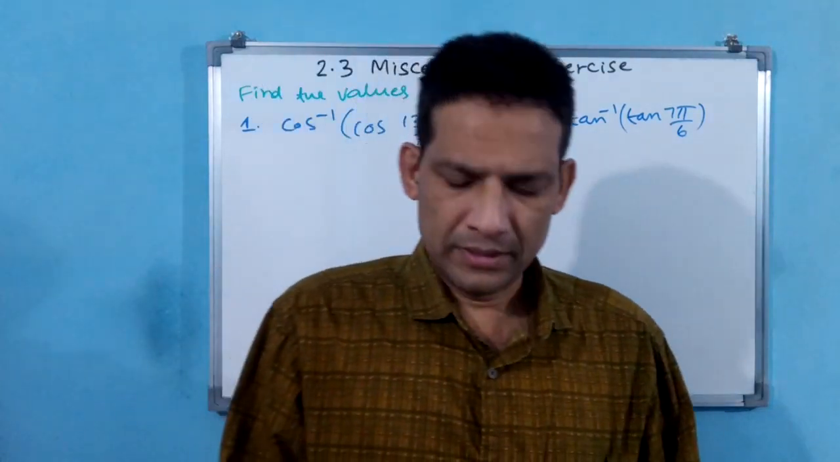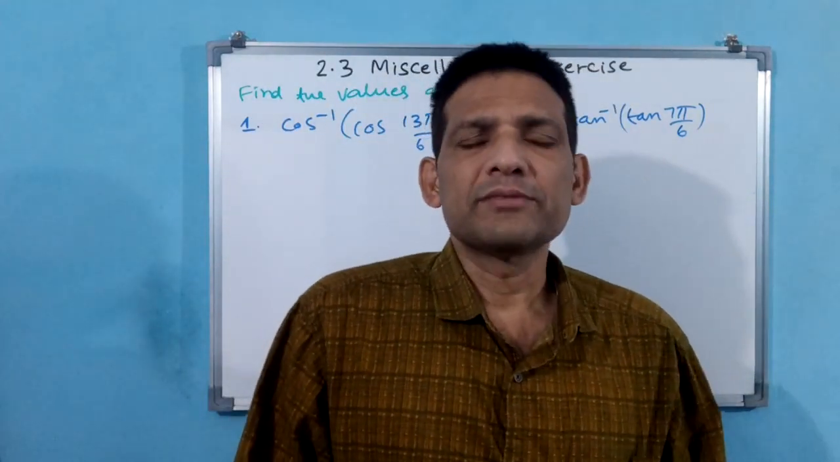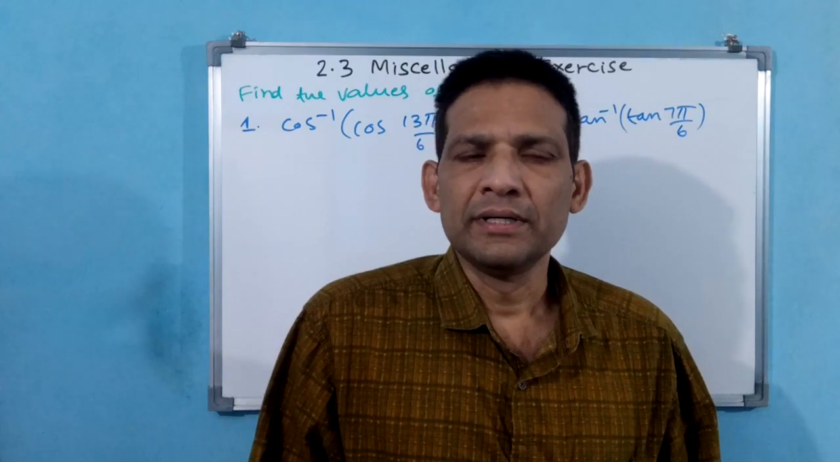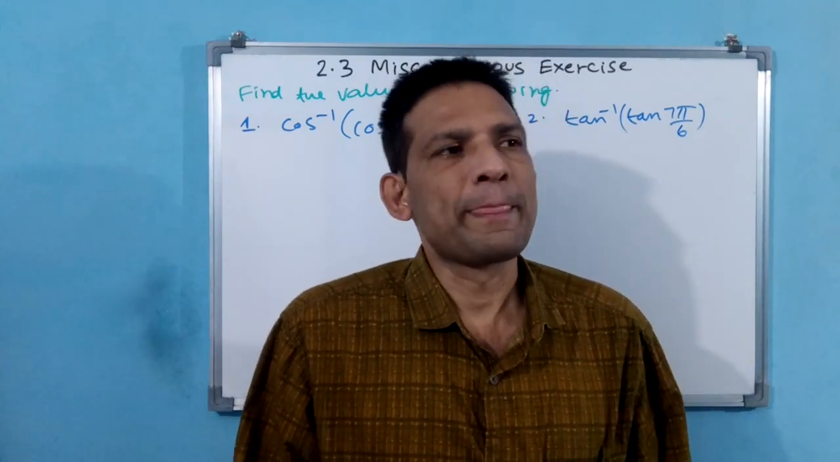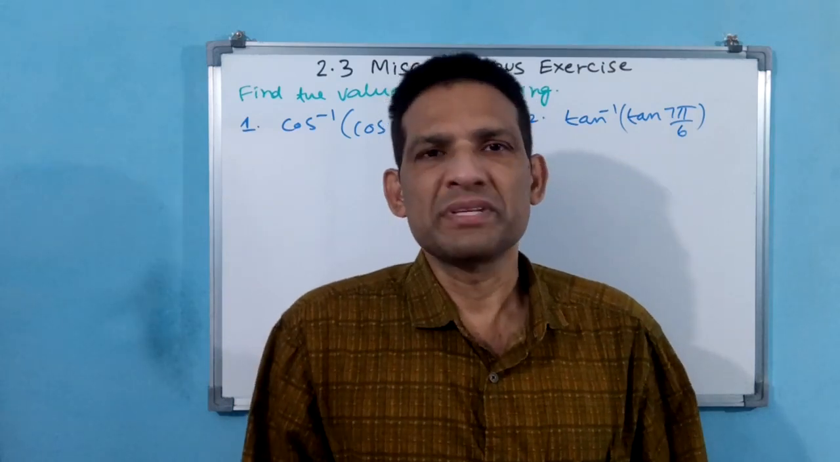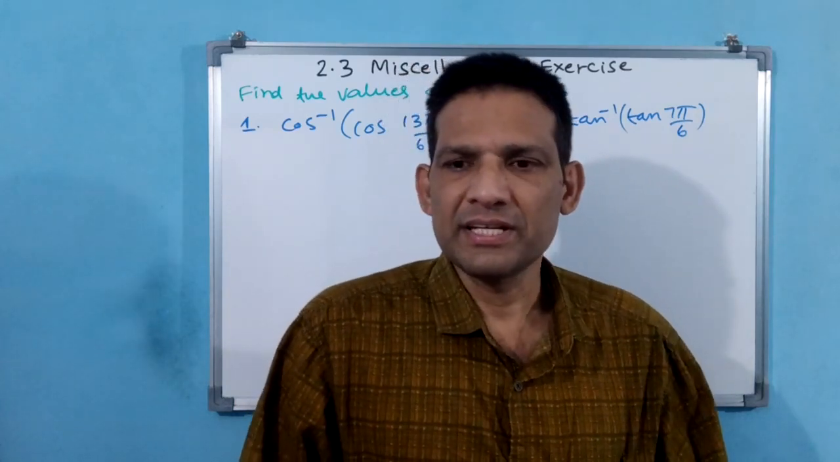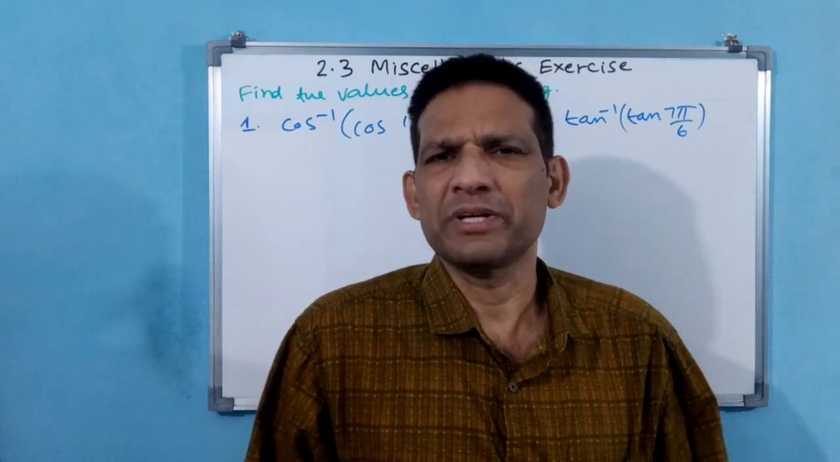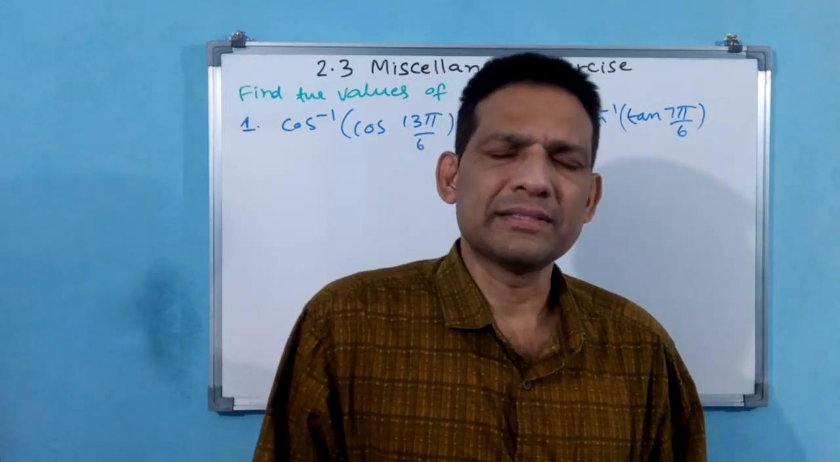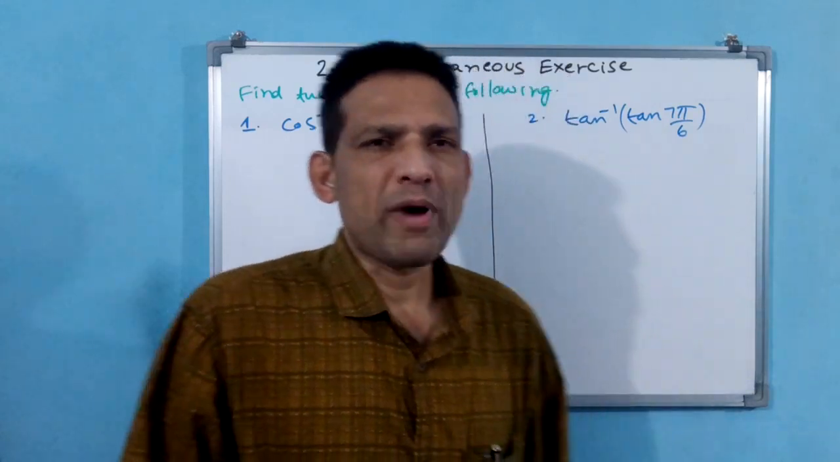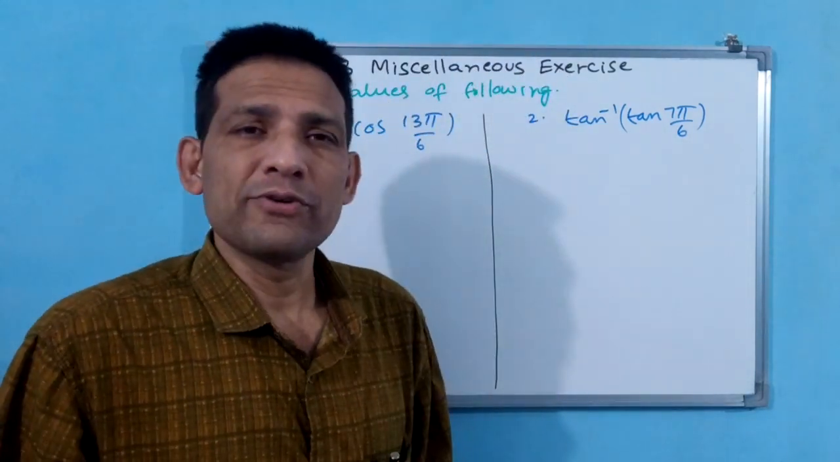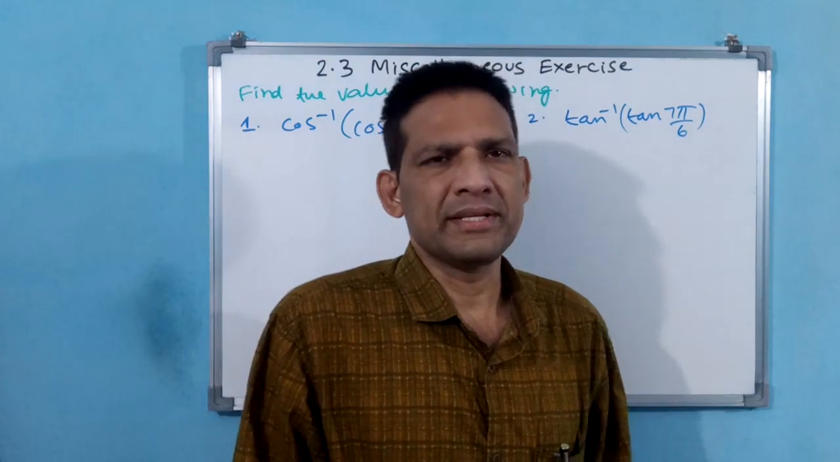Okay, dear students, in the last class we finished the 2.2 exercise in inverse trigonometric functions, NCERT class 12. This class we will do the miscellaneous exercise. The miscellaneous exercise doesn't have any concepts, so directly we can do the exercise. I have given the number for this miscellaneous exercise as 2.3. Why? Because earlier the 2.2 exercise was there, now this is the 2.3 exercise.